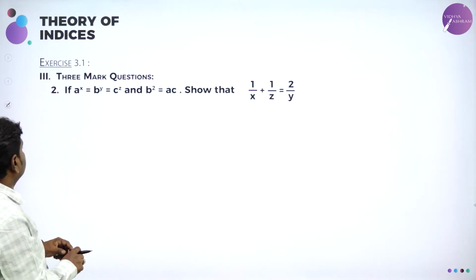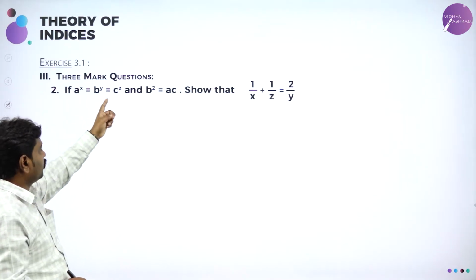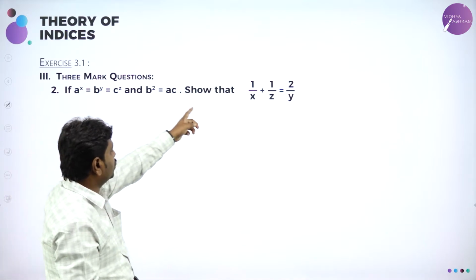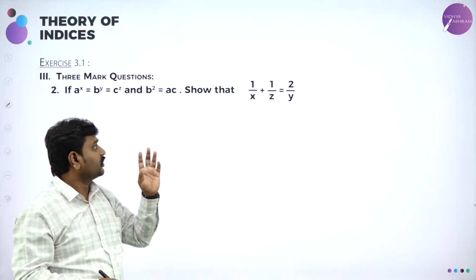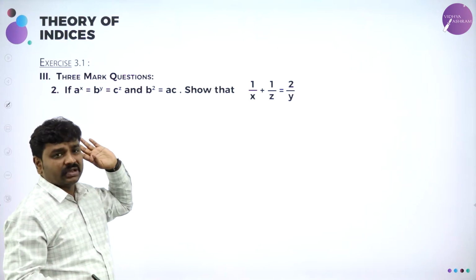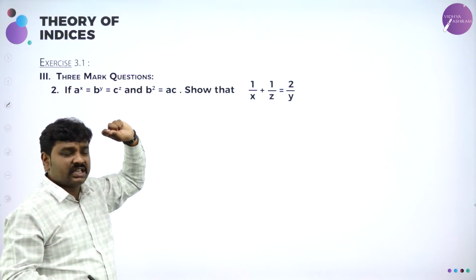Next, a^x equal to b^y equal to c^z, and b² is ac. Show that 1/x plus 1/z is equal to 2/y. Interesting. Here you can see b² is equal to ac. LHS is b but RHS is ac.